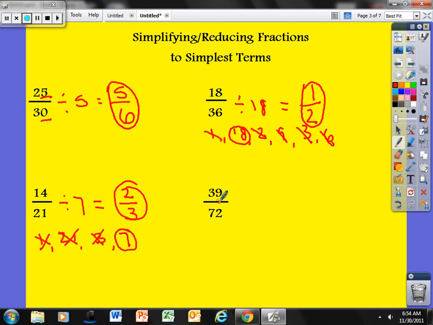Okay, 39/72nds. Oh, that is a big number. Well, here's the thing. This is odd, this is even, so 2's not going to work. I know 5's not going to work. I know 10's not going to work. 6 won't work because this is not even. So the only ones I have to try are 3 and 9.